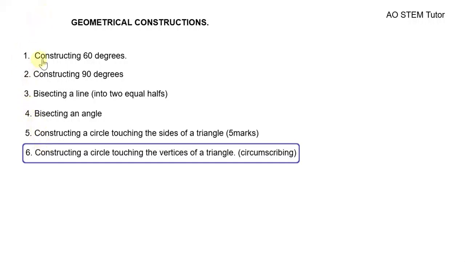So this is what we are going to look at. Construct 60 degrees, 90 degrees, bisect a line, we bisect an angle, we construct a circle touching the sides of a triangle. This is called inscribing, number 5. Then lastly, we construct a circle touching the vertices of a triangle. That is called circumscribing. So let's begin with the first one.